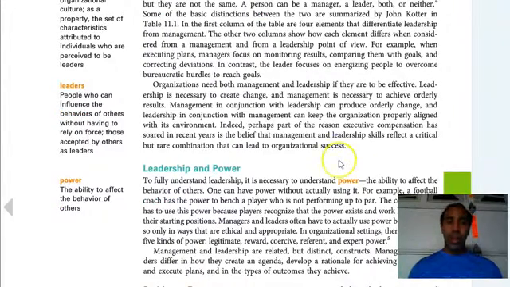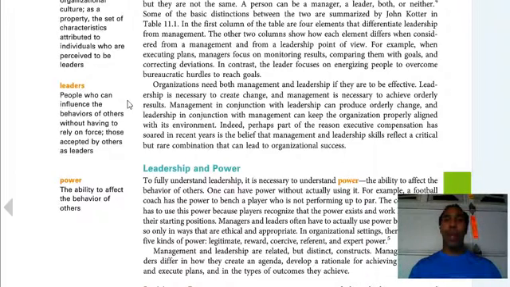So a leader is an individual or people who can influence the behaviors of others without having to rely on force, right? Well, that's me using my power, putting the hammer down. Those accepted by others as leaders. And so when I talk about power, and we'll talk about the definition of power, then we'll talk about a bunch of different types of power. It's the ability to affect the behavior of others.